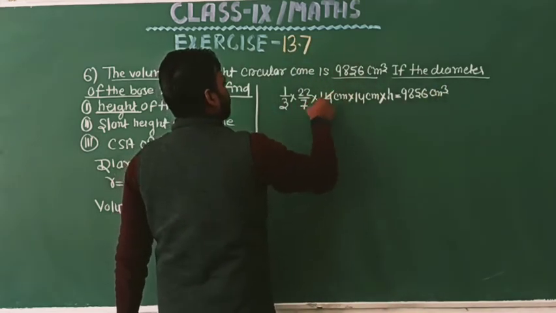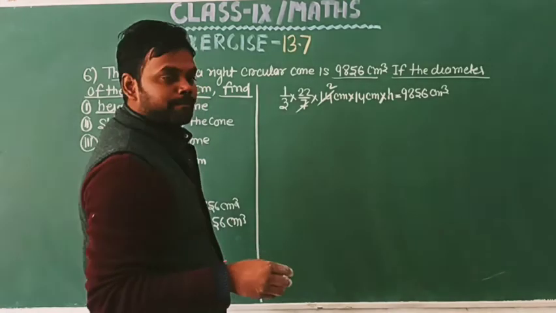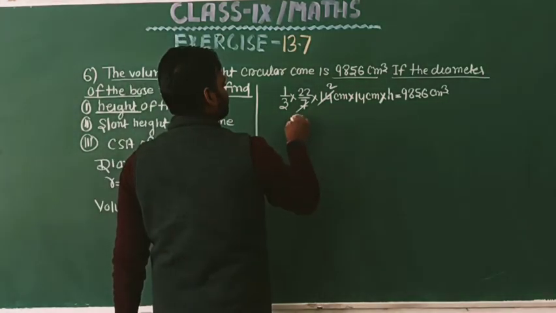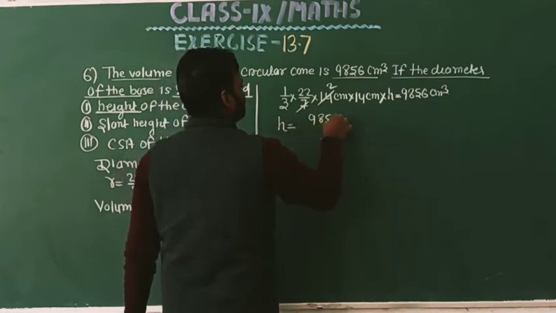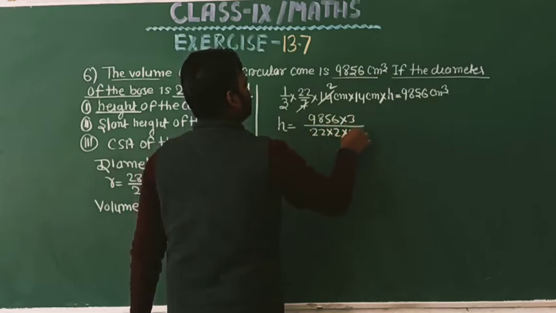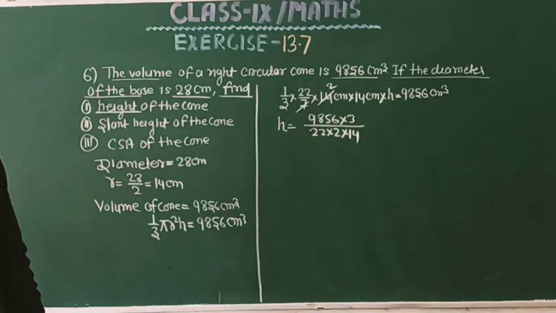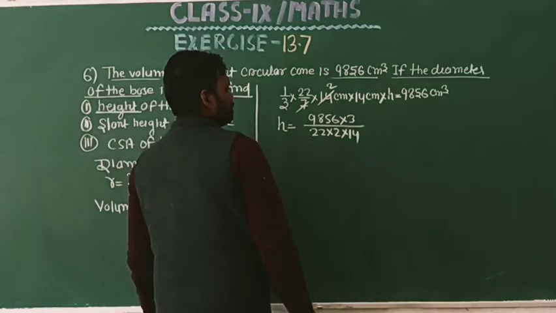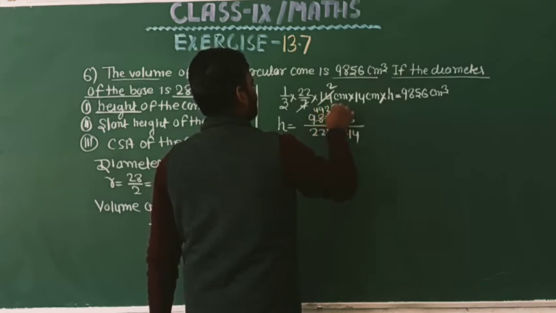Now 14 divided by 7 is 2 times. And to find the height, 9856 multiplied by 3 and divided by 22 by 7 into 14 into 14. So 2 4s are 8, 2 9s are 18, 2 2s are 4, 2 8s are 16.